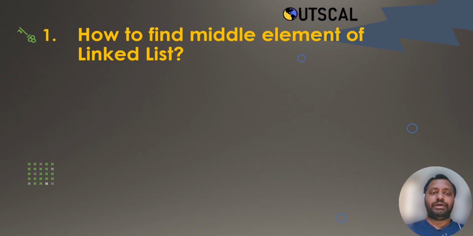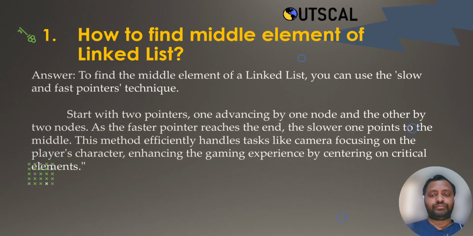Once the traversal is completed, pointer 2 will reach the end of the linked list and pointer 1 will reach the middle of the linked list. The node pointer 1 is currently pointing to will be the middle element of the linked list. You can also call this the slow pointer and fast pointer method, or two pointer method.